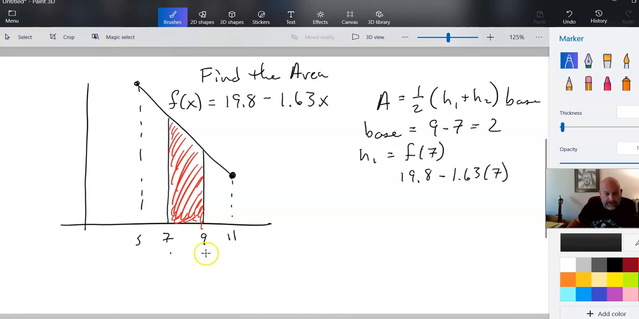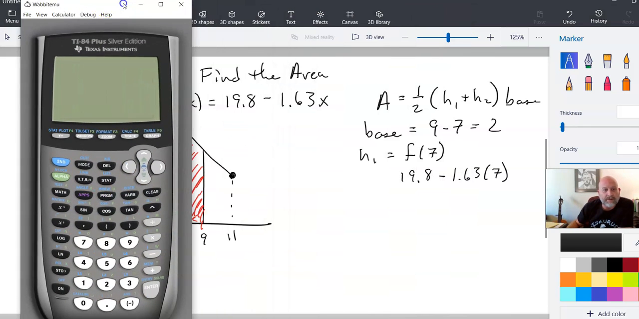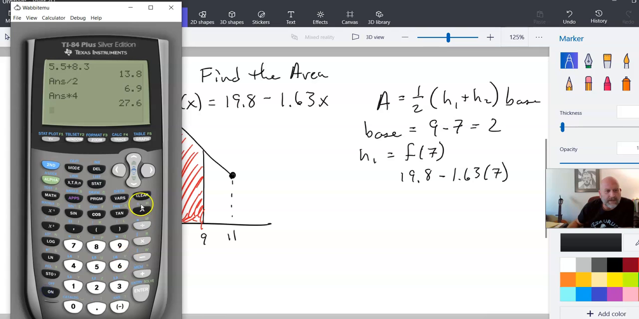And we'll go ahead and turn to our handy dandy calculator. Ooh, it's in the way now. Let's turn this on, clear that. 19.8 minus 1.63 times 7. Enter. So I get 8.39.